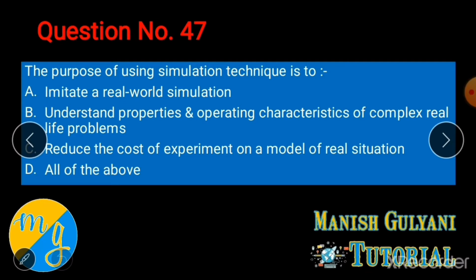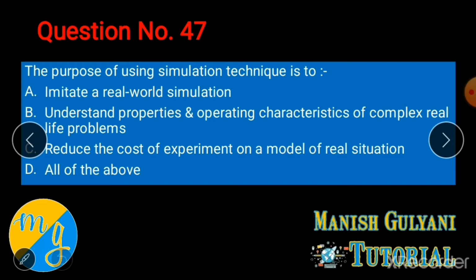Now question number 47. The purpose of using simulation technique is to imitate a real life world problem, understand properties and operating characteristics of complex real life problems, reduce the cost of experiment on a model of real situation, all of the above. So that's the feature of simulation. Firstly, to imitate a real problem, it is converted into an artificial structure.